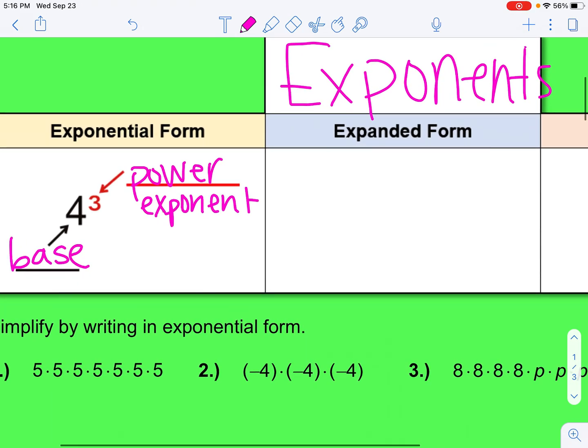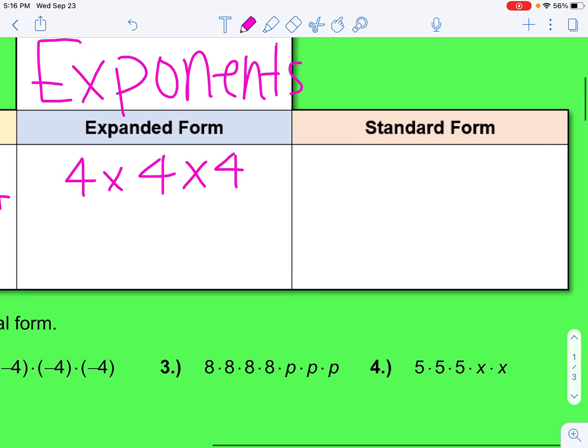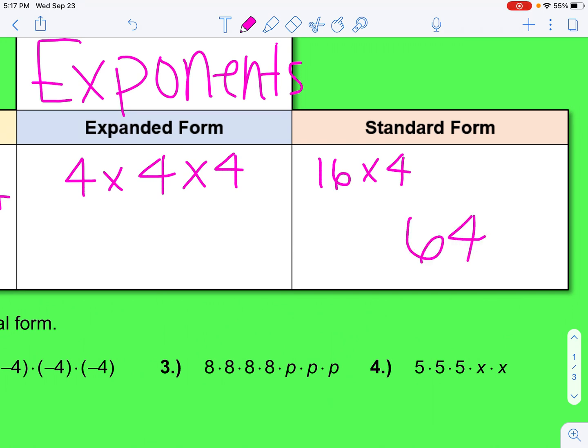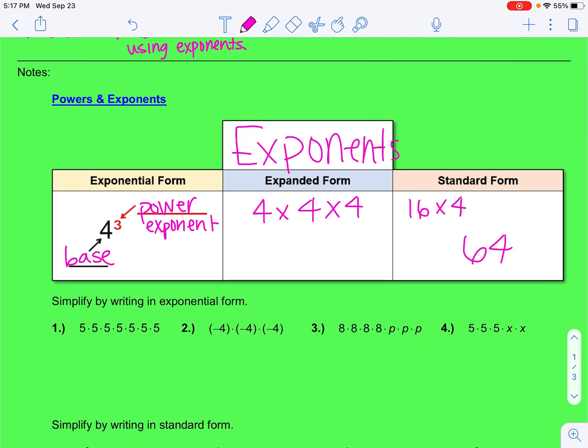Alright, and I also hope this is a review for you. We are going to talk about expanded form. So what expanded form is when I see 4 to the 3rd power, that's telling me I'm taking 4 times 4 times 4. Now, standard form is where I actually solve this problem and figure out what it is as a whole number. So 4 times 4 I know is 16. So 16 times 4, if you don't know, go ahead and solve it. But if you do, it should be 64. So I hope that's a review from last year, but if not, it will be a good refresher.